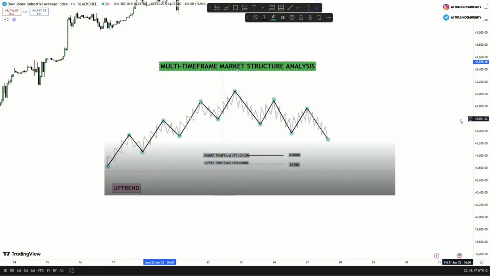So, multi-time frame market structure analysis. That is the in-depth topic which I'm going to talk about. For this example, I'm going to talk from the basics, and I'm going to take the higher time frame as the 4-hour and the lower time frame as the 15-minute. Okay. So let's look at how market structure analysis works during the uptrend.